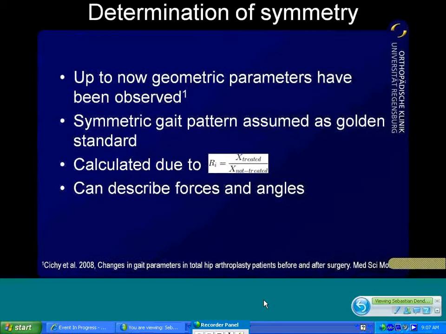So we want to determine if the gait is natural or not, but the question is, how do we examine if the gait is natural? Well, up to now, geometric parameters have been observed by CC et al. They used the symmetry to see if the gait is natural or not. So the symmetric gait pattern was assumed as the golden standard. We did quite the same thing. We calculated the symmetry using the formula that you can see here, the RI ratio, which is always the treated side versus the not treated side. This can describe forces and angles.